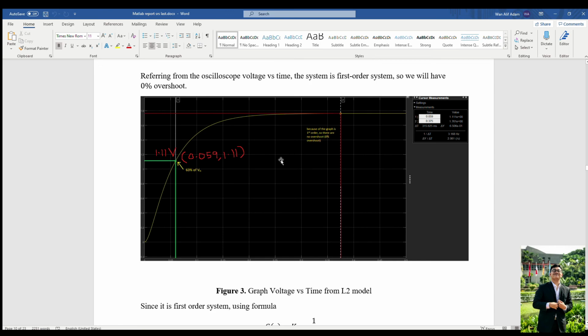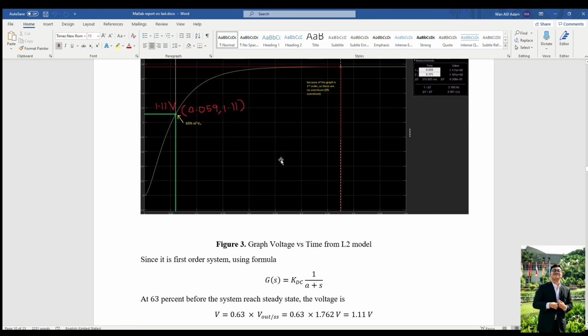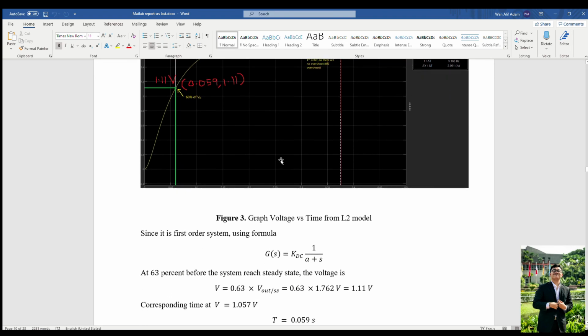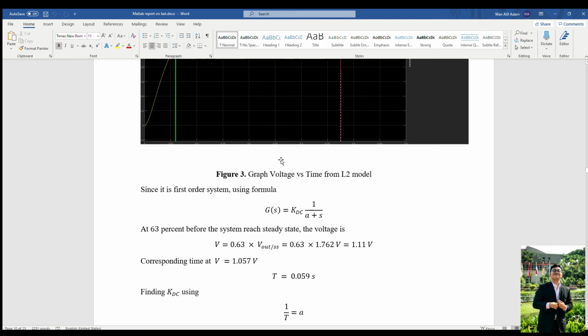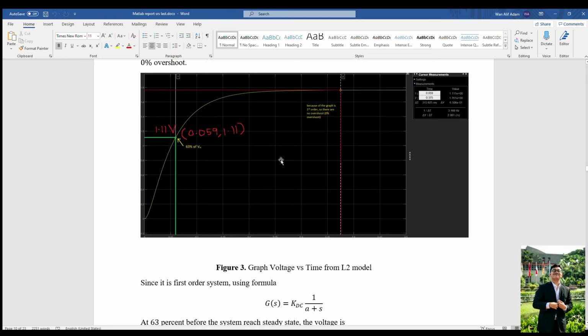For the overshoot, there is 0% overshoot, because based on the theory, the first order system does not have overshoot. So the graph here looks like this, which means it is a first order system.